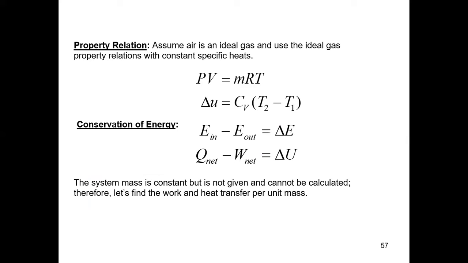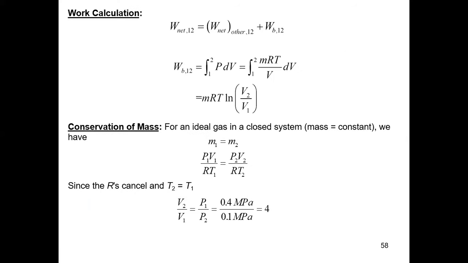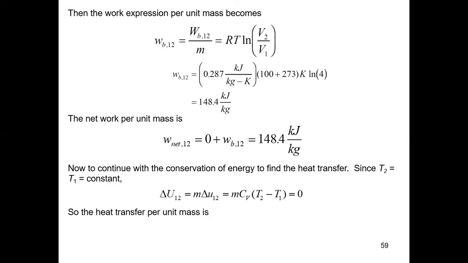Conservation of energy, we also apply: Q net minus W net is equal to delta U. That is total heat transfer minus total work done is equal to change in internal energy for a closed system. And we calculate the work from 1 to 2, and we find the relationship between V2 and V1.